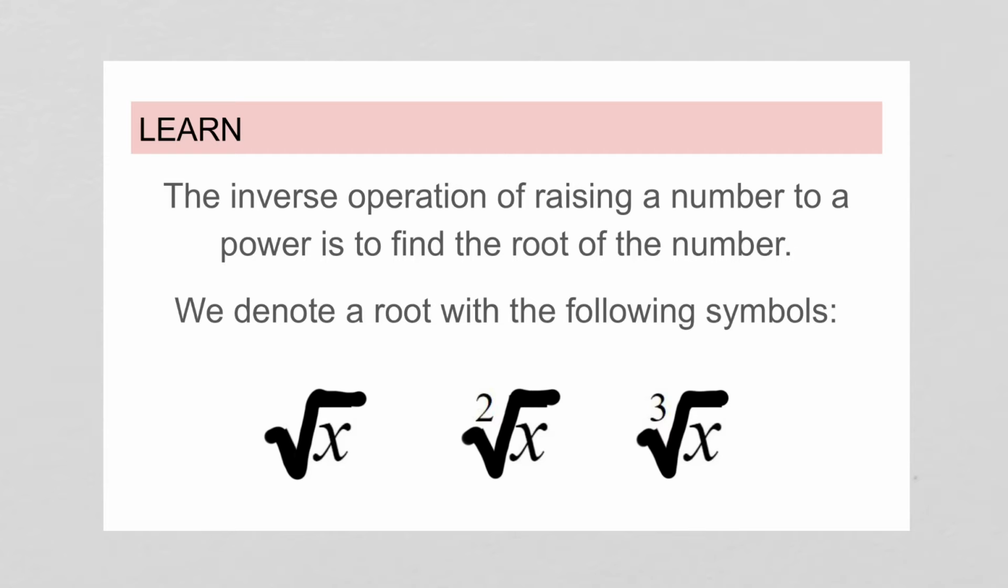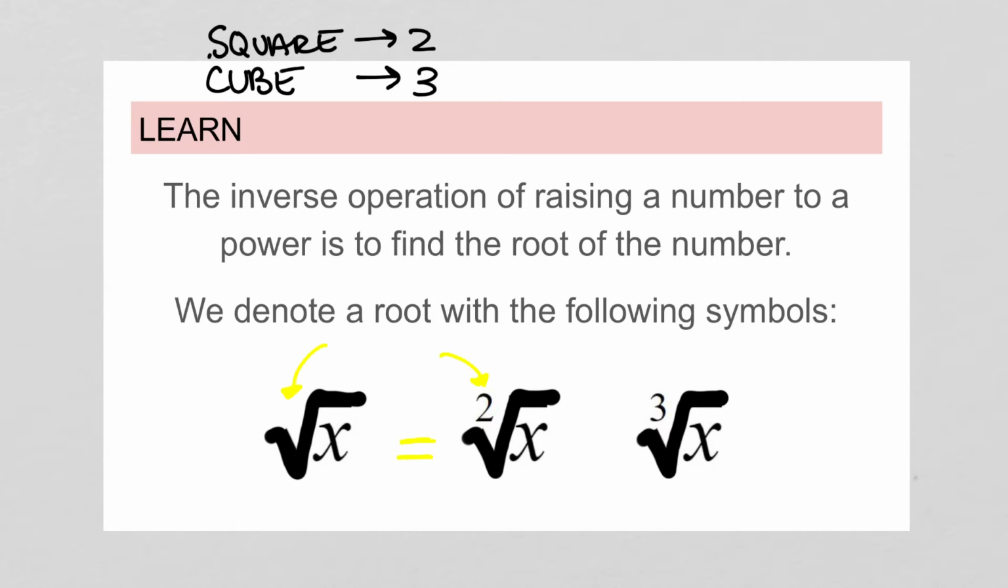And what I want you to notice right here is that these first two things mean the same thing. So if I don't see a number tucked in right there, we always assume that it's a 2, okay? So if there's nothing there, or if there is a 2 there, that's talking about the square root. So remember we talked about square, meaning being raised to the power of 2, and cube, being raised to the power of 3.